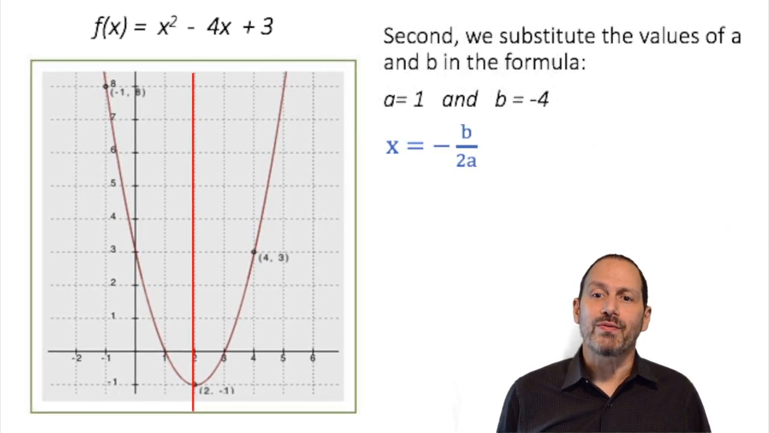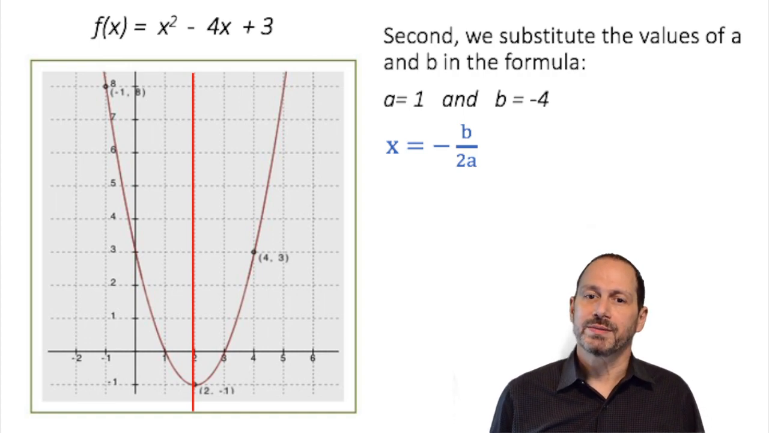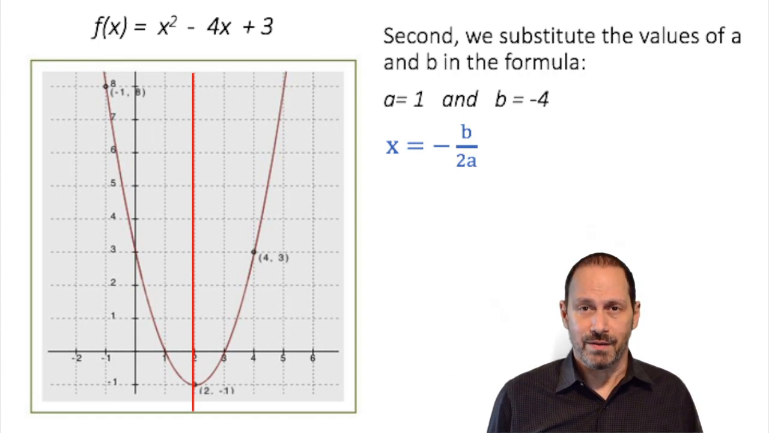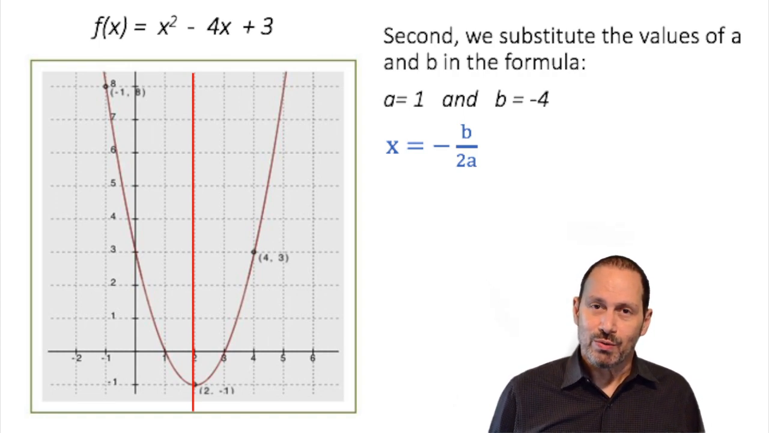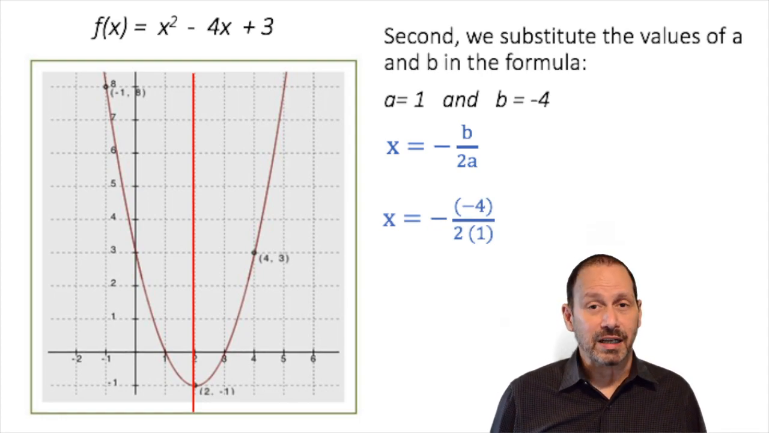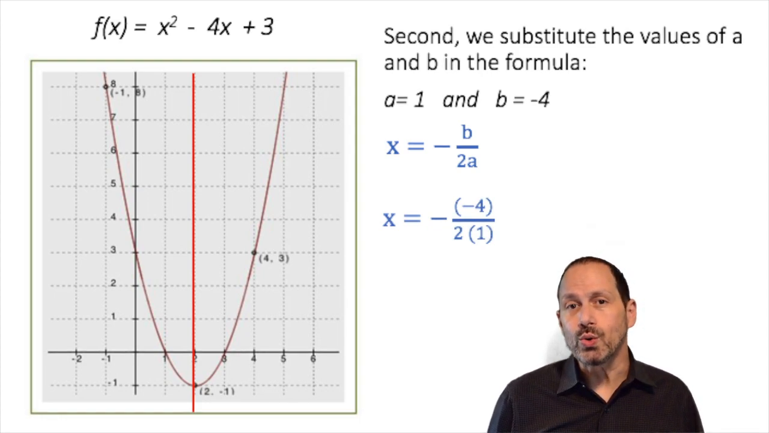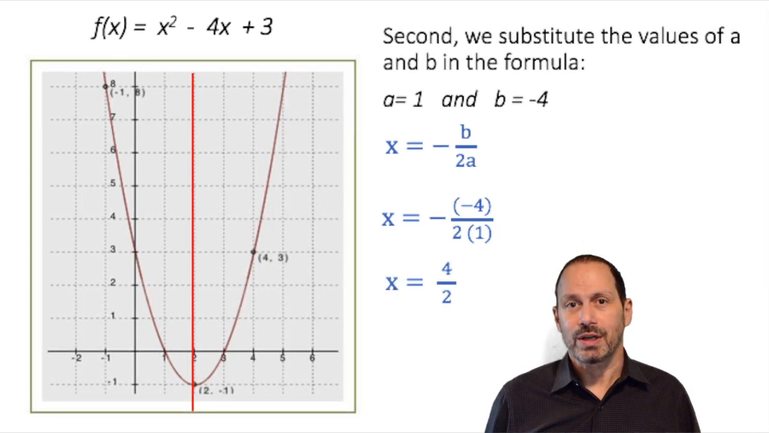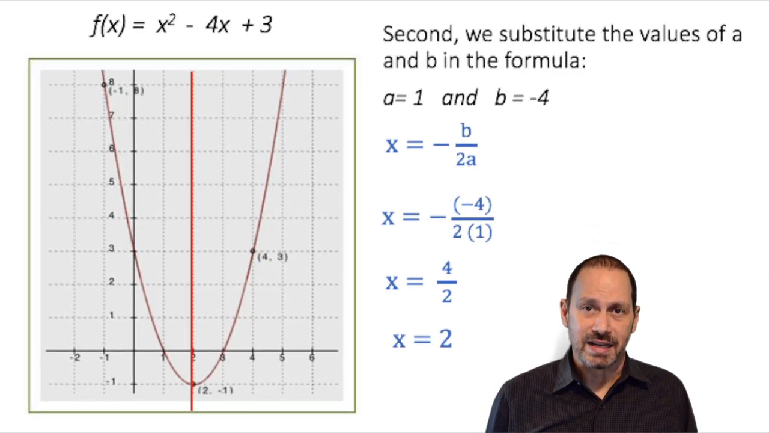Second, we substitute the values of a and b in the formula, x is equal to -b divided by 2a. We know the value of b and a from the coefficients of the quadratic function. So when we substitute those values in the equation, we get that x is equal to 4 divided by 2 times 1. From here we get that x is equal to 4 divided by 2, which means that x is equal to 2.